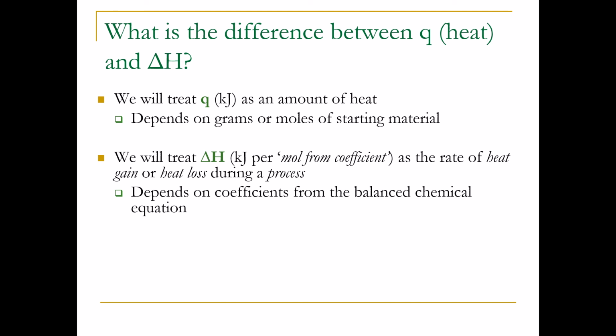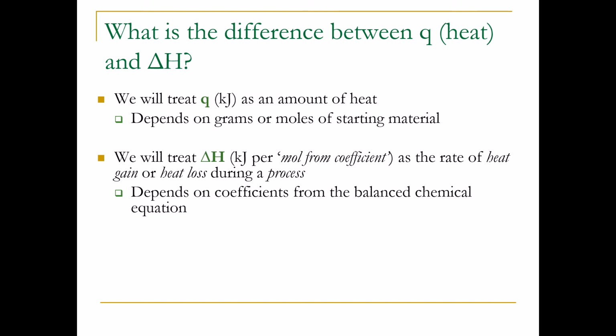Now comes the difference between Q and delta H. Q, which we've been talking about, is an amount of heat. We've been talking about it in terms of joules and kilojoules, and it is a quantity. And like we saw before, that quantity can change based on how much starting material I have. If I burn 10 grams, I'm going to get a certain amount of kilojoules. If I burn 20 grams, I'll get more. So Q can change based on how much you start with.